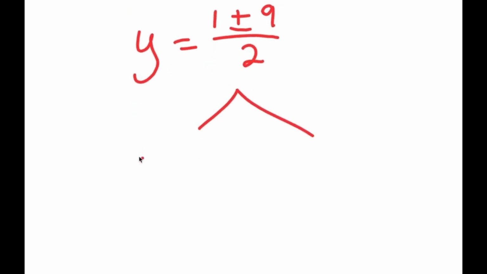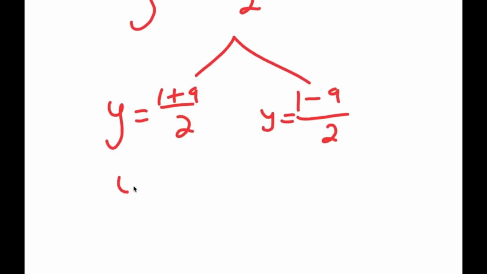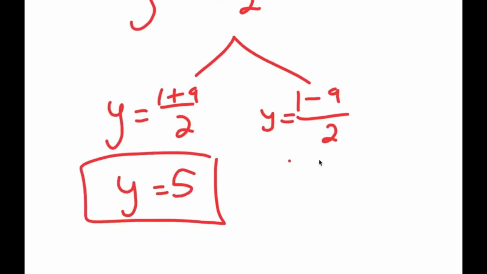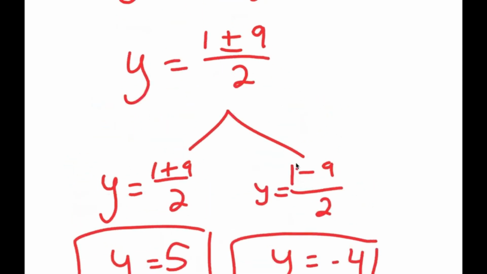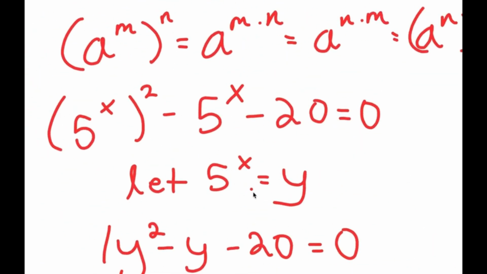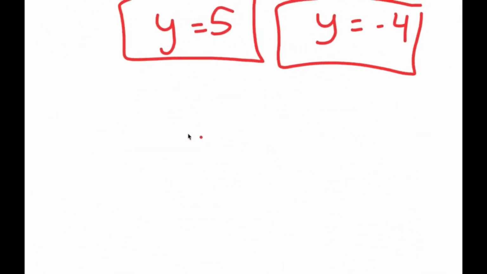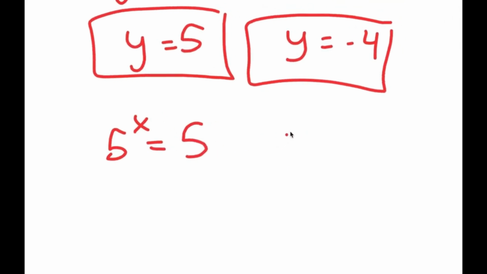Now this gives me two solutions. I get y equals 1 plus 9 over 2, and y equals 1 minus 9 over 2. So 1 plus 9 is 10, and 10 divided by 2 is 5, so I get y equals 5 as one solution, and 1 minus 9 is negative 8. Negative 8 over 2 is negative 4, so y equals negative 4 is another solution. Now from here, remember how we let 5 to the power of x equal to y. So this means I get two solutions. 5 to the power of x is equal to 5, and 5 to the power of x is equal to negative 4.